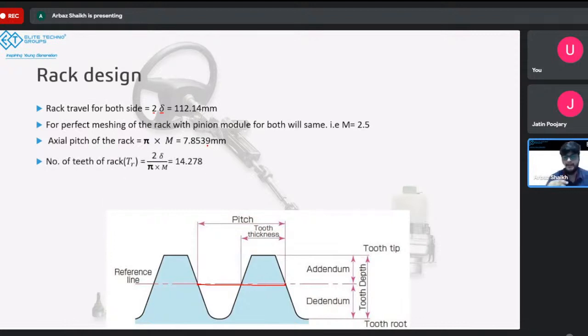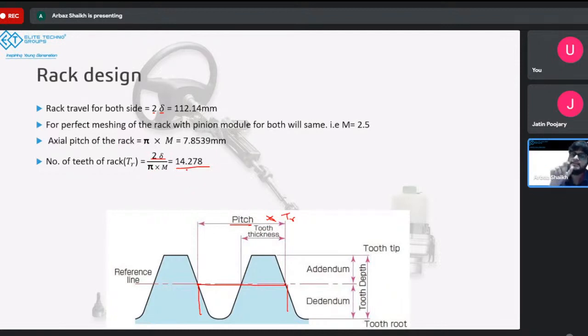Next is the number of teeth in the rack. Imagine you know the distance you need to travel, and you know the distance between each consecutive tooth, which is your axial pitch. If you multiply this pitch by the number of teeth on the rack, TR, you should get the total distance traveled on the rack. Using this logic, we can calculate the number of teeth on the rack, which is 2 delta upon pi m, and that comes out to be 14.27.